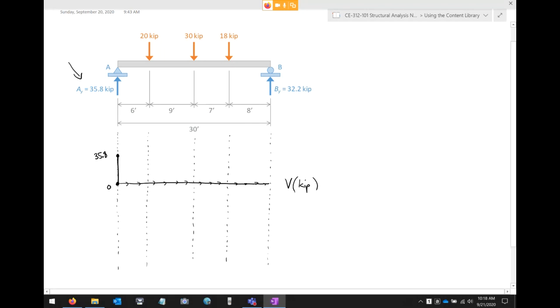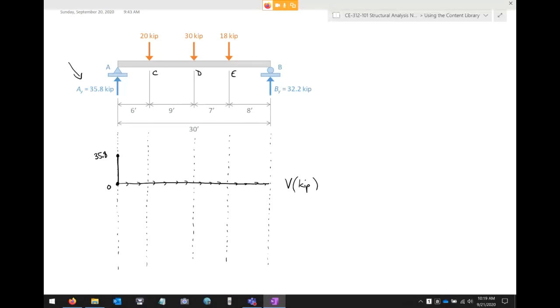Let's put some letters on here. So this is A, this is B. Let's call this C, D, and E, just so that we have something to discuss. Our first load is at point C. So let's talk about what happens from point A to point C. I look on the beam between point A and point C, and I see nothing.